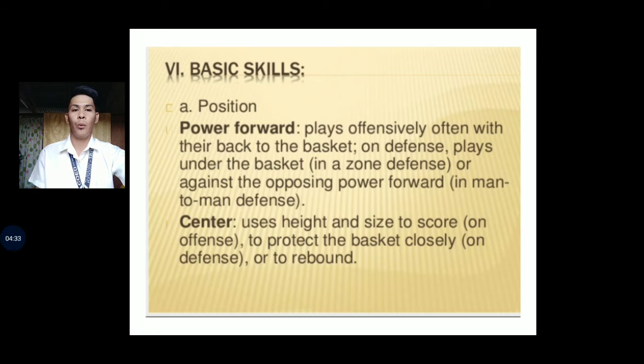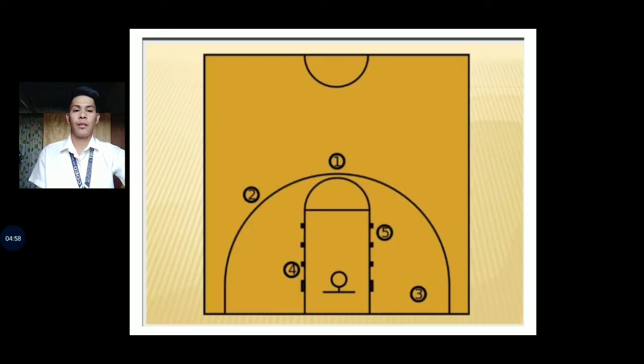Okay, power forward, plays offensively often with their back to the basket. On defense, plays under the basket in a zone defense or against the opposing power forward in man-to-man defense. Next, center. Uses height and size to score on offense, to protect the basket closely on defense, or to rebound. So as you can see in the court, we have five positions.